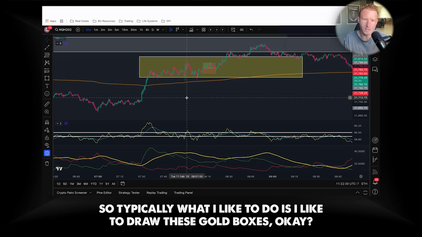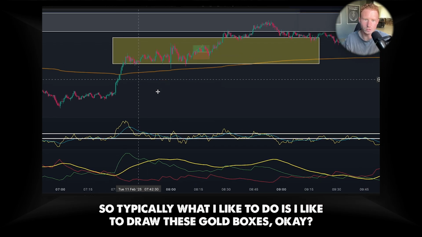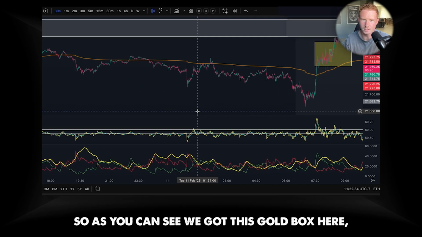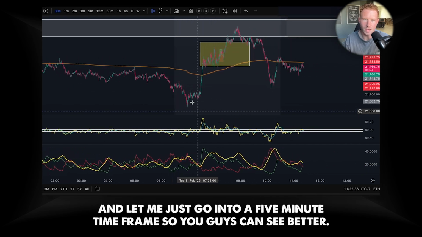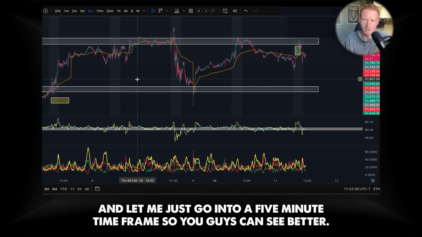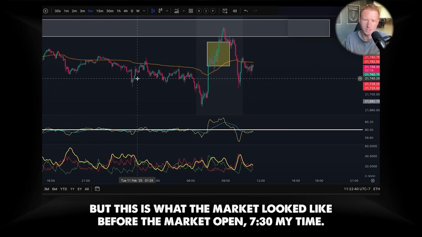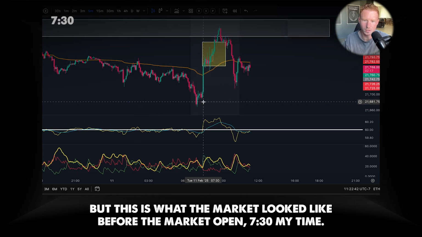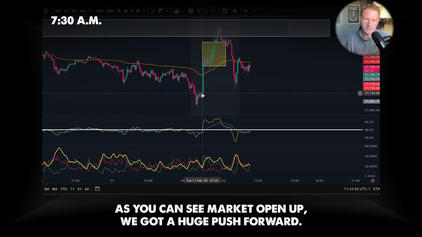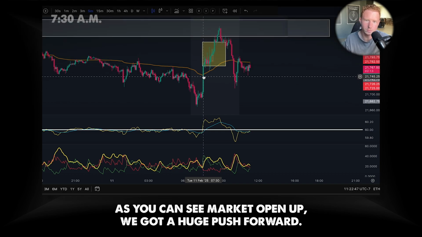So typically what I like to do is draw these gold boxes, okay? So as you can see, we got this gold box here, and let me just go into a 5-minute time frame so you guys can see better. But this is what the market looked like before the market opened, 7:30 my time. As you can see, the market opened up and we got a huge push forward.